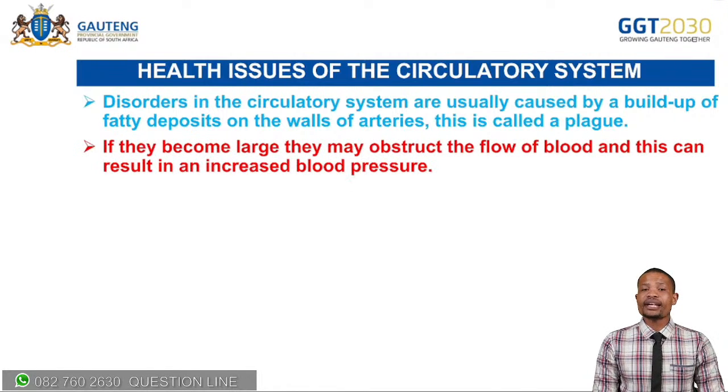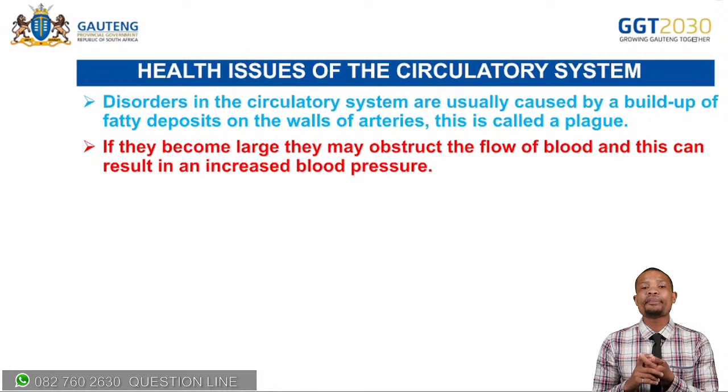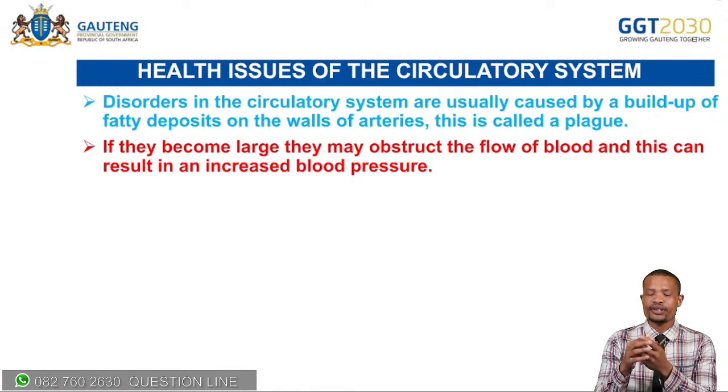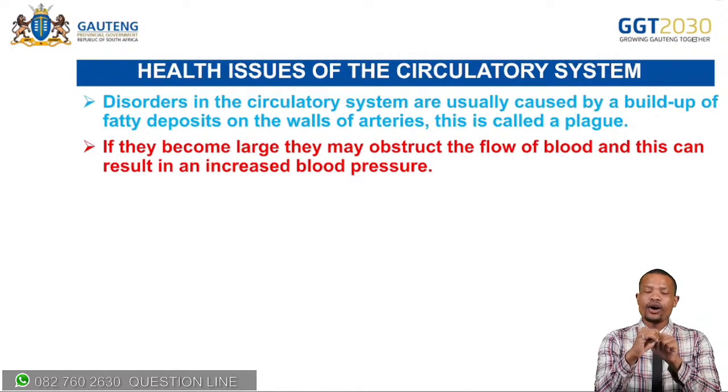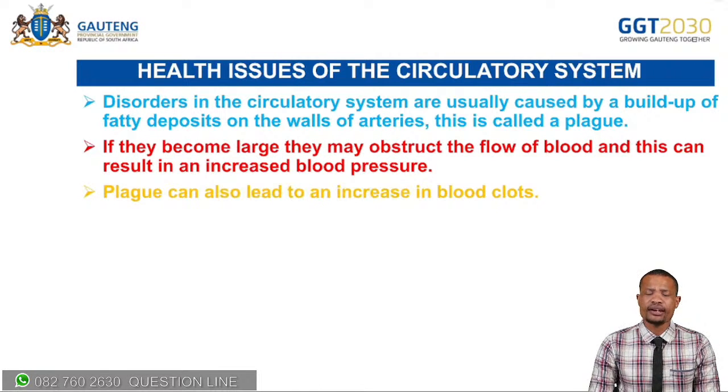Right, so if they become large, they may obstruct the flow of blood, and this can result in an increased blood pressure. When you constrict or try to close the pathway for the blood to flow, similar to the example of the hose pipe, you are reducing the volume at which the water can flow, and you are increasing the pressure. So now it becomes very difficult for the blood to flow because it's trying to flow over a constricted or a tiny pathway. Okay, and this will increase the blood pressure.